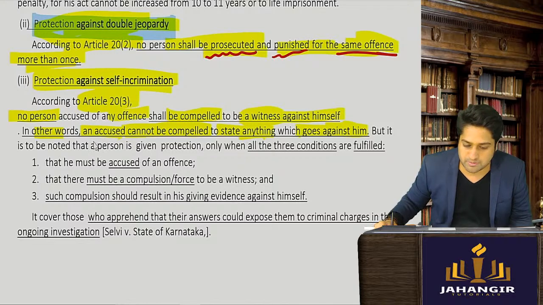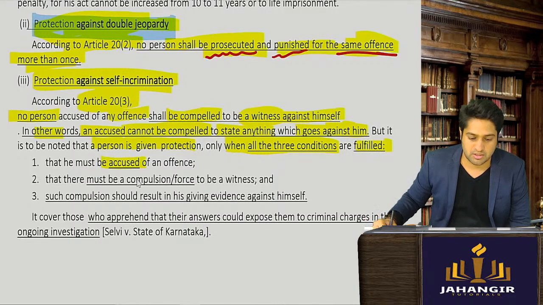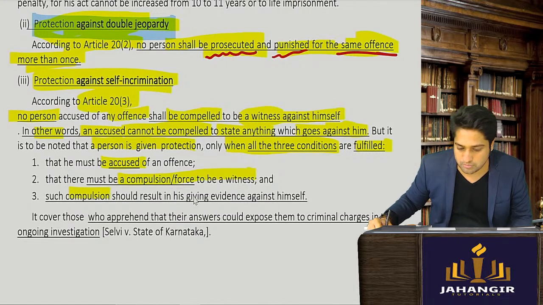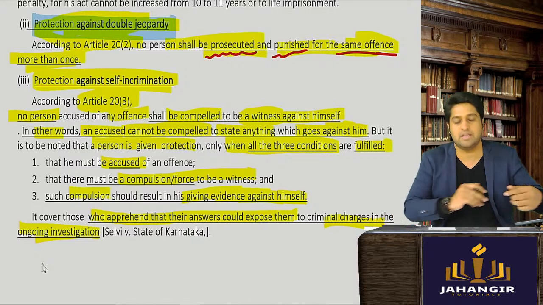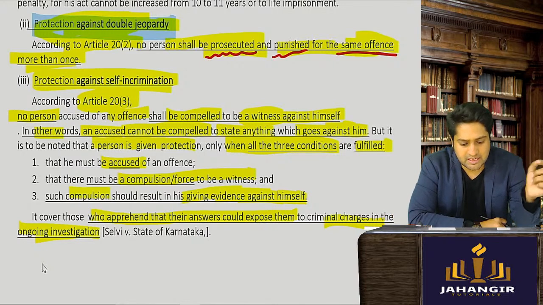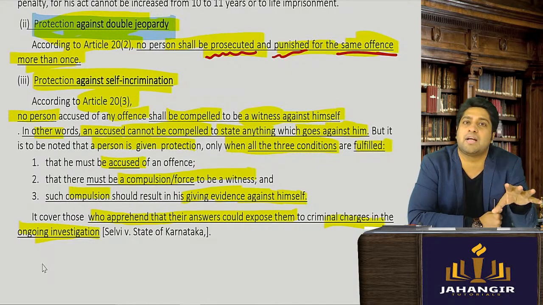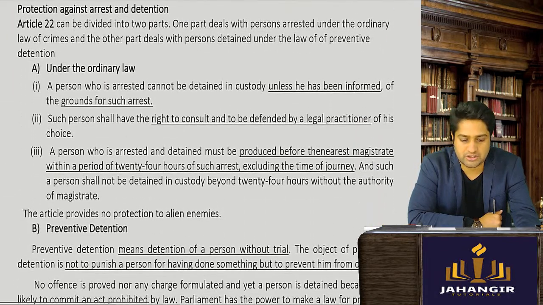But it is to be noted that a person is given protection only when all three conditions are fulfilled. First, he should be an accused. There must be compulsion or force to be a witness, and such compulsion should be for giving evidence against himself. It covers those who apprehend that their answers could expose them to criminal charges in an ongoing investigation. So it covers those who feel that their answers will get them in more trouble, so they have a right to remain silent.